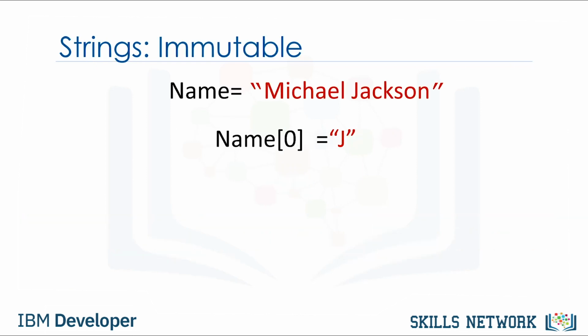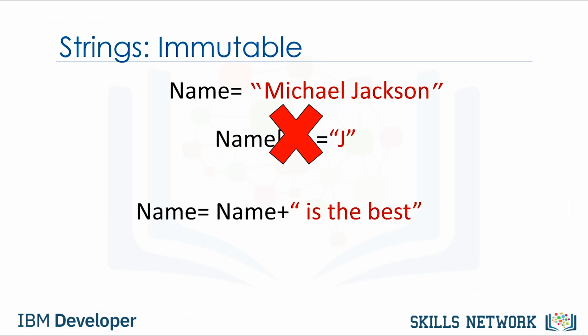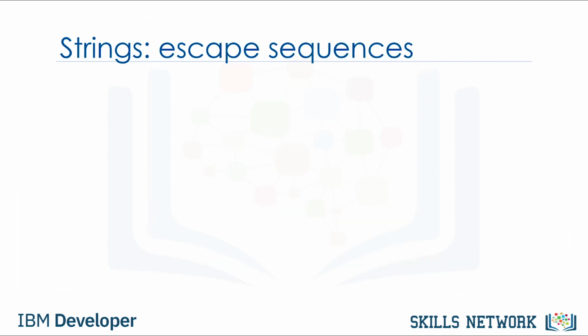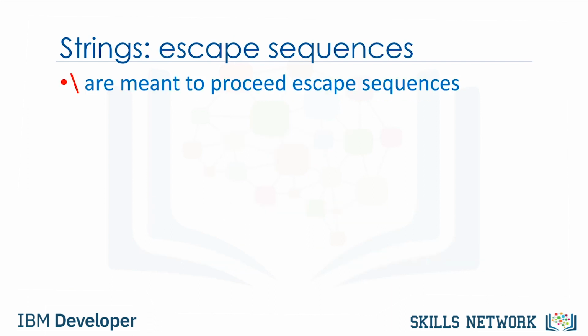This means you cannot change the value of the string, but you can create a new string. For example, you can create a new string by setting it to the original variable and concatenate it with a new string. The result is a new string that changes from Michael Jackson to Michael Jackson is the best. Strings are immutable. Backslashes represent the beginning of escape sequences.